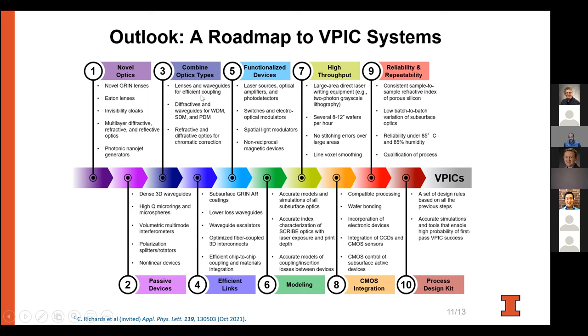We can also do a lot of different forms of multiplexing, so wavelength, spatial, and polarization multiplexing. We want to be able to build these efficient links on chip, but also going chip to chip. We're also exploring and excited about the potential of integrating laser sources inside the volume of these chips, and also creating spatial light modulators, photodiodes, electro-optic modulators, and so forth. And then doing device modeling.